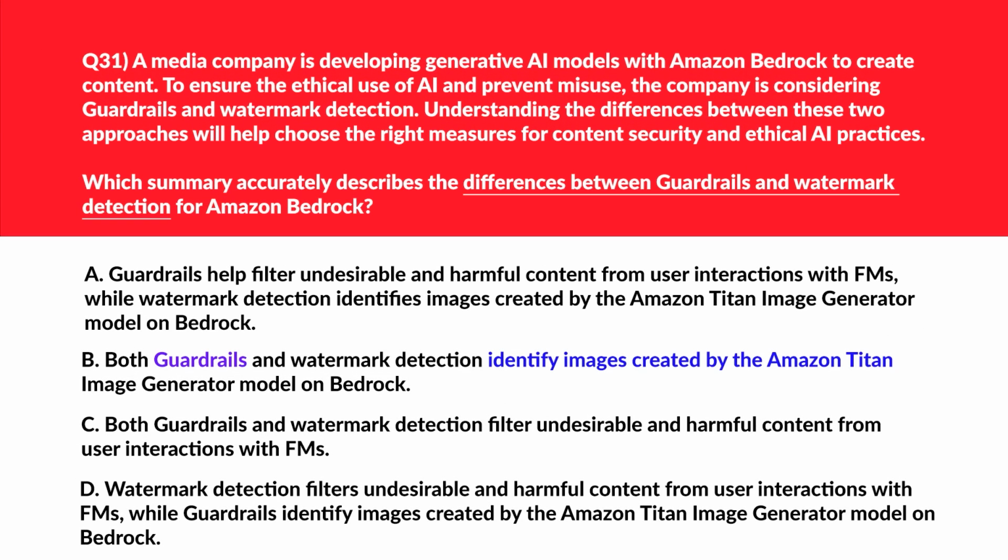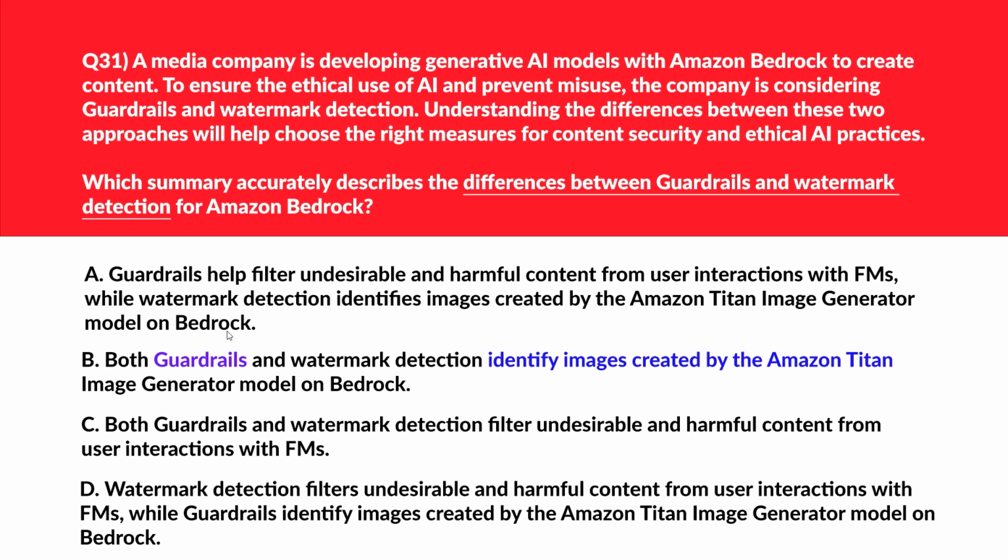All right, let's look at this question. We'll first look at option A. A says guardrails help filter undesirable and harmful content from user interactions with FM, while watermark detection identifies images created by the Amazon Titan image generator model on Bedrock. This looks good because guardrails indeed focus on ensuring safe and appropriate user interaction with FM, while watermark detection verifies the source of the generated images.